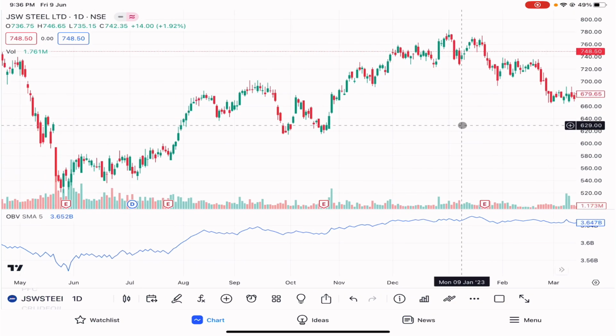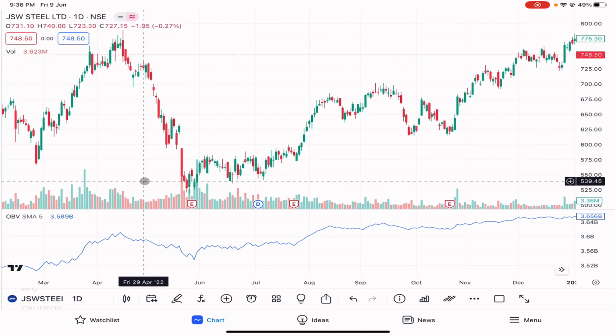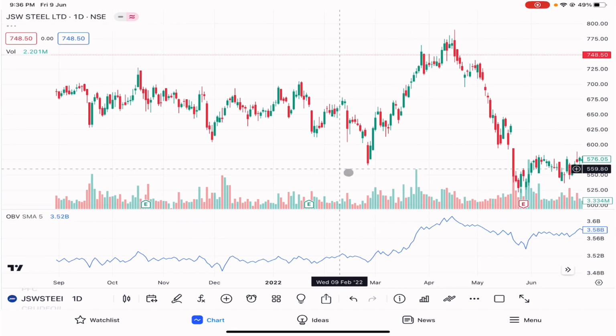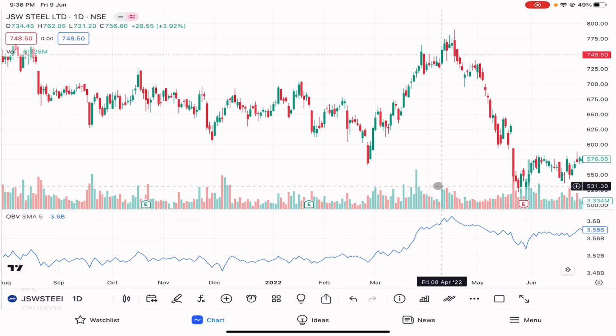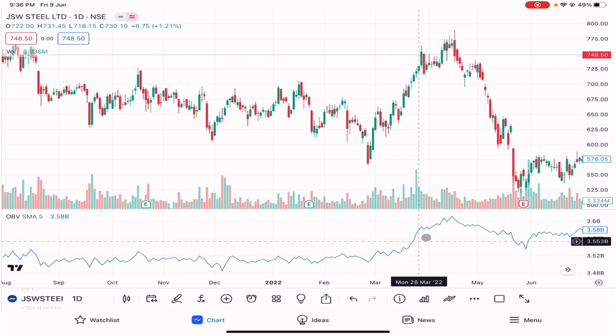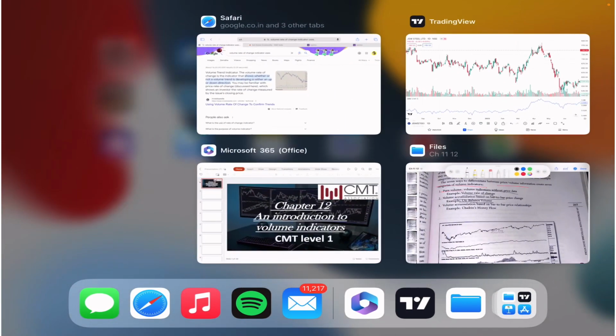So you can see that whenever the volume is high, the on balance volume also follows through it. Look at this, there's an uptrend over here, and you can see the histogram showing high volumes, and the on balance volume is also creating higher highs and higher lows. So that is my on balance volume.